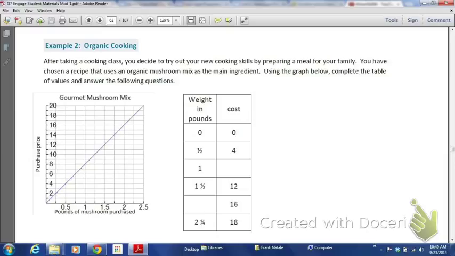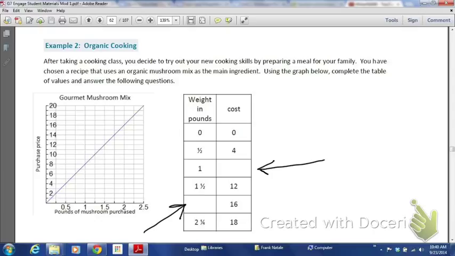So, after taking a cooking class, you decide to try out your new cooking skills by preparing a meal for your family. You have chosen a recipe that uses an organic mushroom mix as the main ingredient. Using the graph below, complete the table of values and answer the following questions. Okay, I guess there are a couple of holes in there that we need to fill in. So let's go ahead and do that. Go ahead and fill in these couple of blanks, and of course you need to figure out a unit rate.